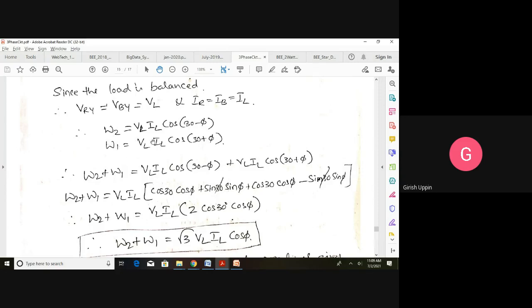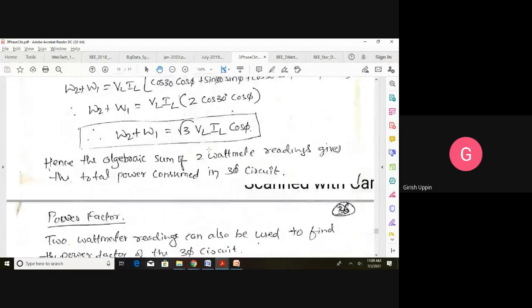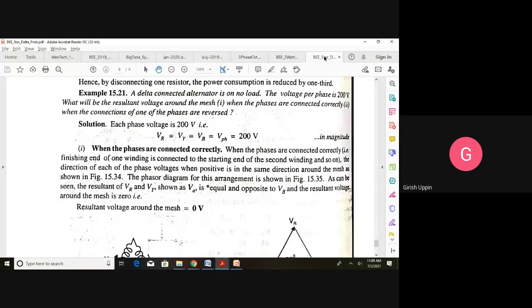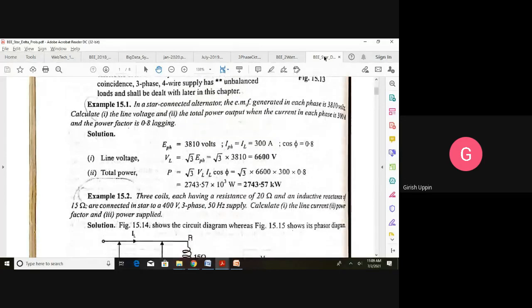In the two wattmeter method, you have to remember three formulas. First one is W2 is equal to VL IL cos 30 minus phi, W1 is VL IL cos 30 plus phi, and another is tan phi is equal to root 3 times W2 minus W1 divided by W2 plus W1. Always write the W2 first, and remember W2 will always read positive. Its value is always greater than W1. We will see some problems based on the star delta connections.